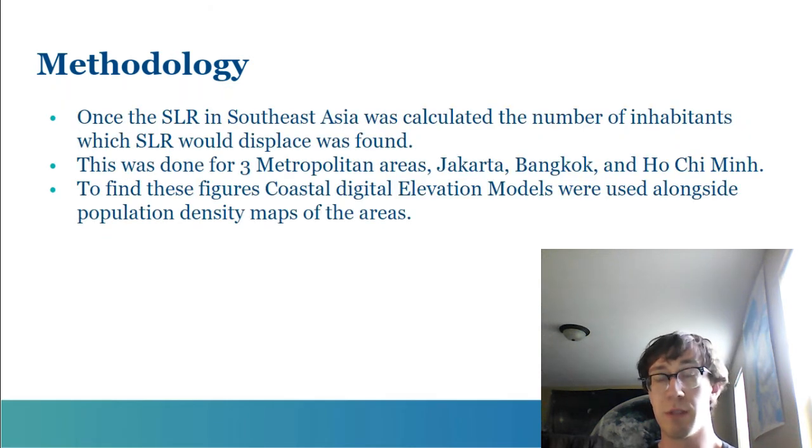Now, from there, once I was able to calculate the sea level rise, I wanted to try and look at how the sea level rise is going to displace the residents within Southeast Asia. To do this, I used a coastal digital elevation model for three metropolitan areas within Southeast Asia. I did it for Jakarta, Bangkok, and Ho Chi Minh. These are the largest cities in their respective countries. So I wanted to look at that, and then I used that to find out just how many people were going to be displaced.